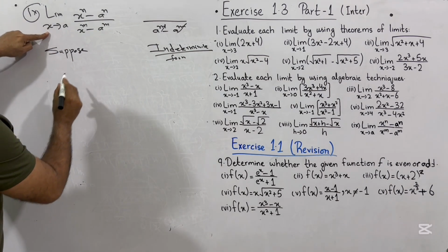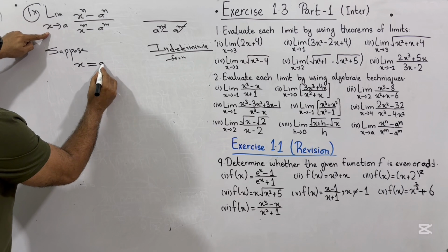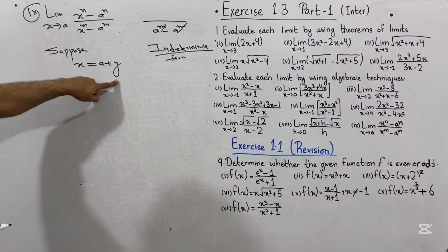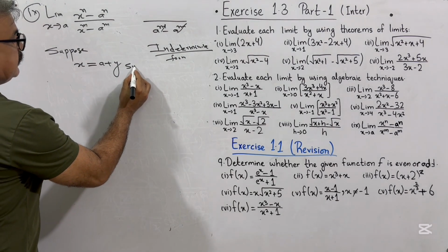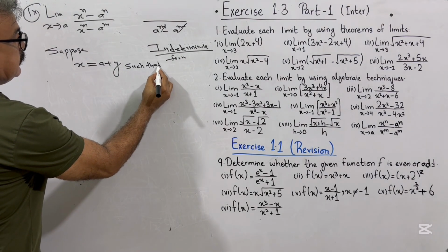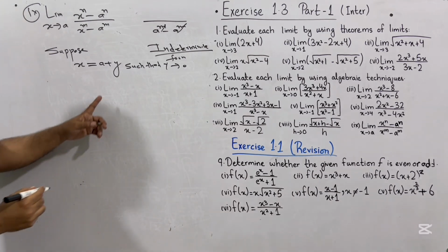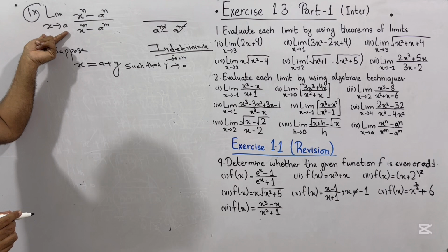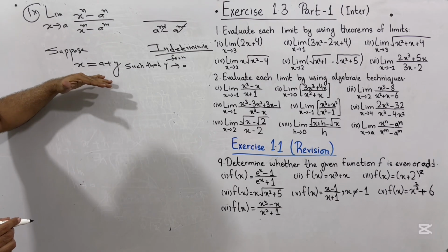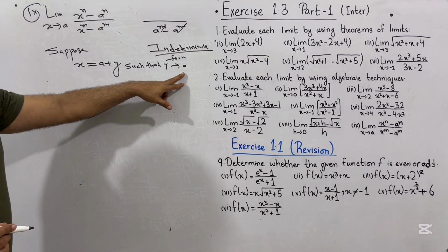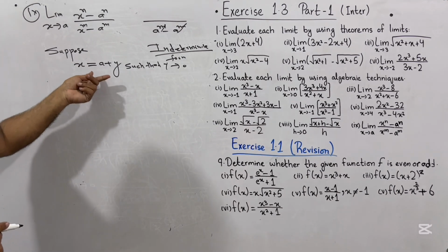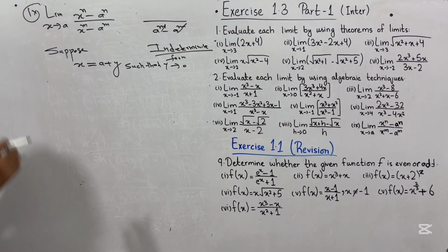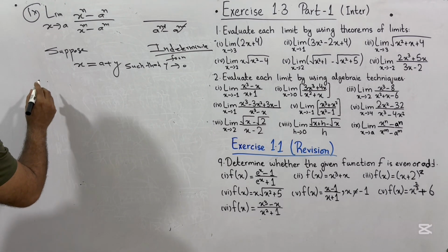Suppose our old variable x is equal to the limit plus a new variable. Suppose x is equal to a plus y, such that y tends to 0. If I put y as 0, then I get x equal to a, the same limit. Now do this transition: limit y tends to 0, and instead of x, plug in a plus y. Then we are in a position to apply binomial. Just take 2 to 3 terms, and everything works wonder.